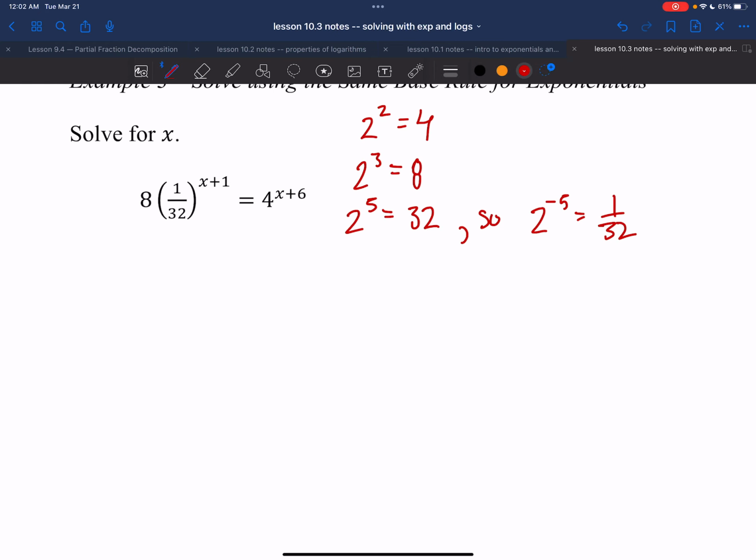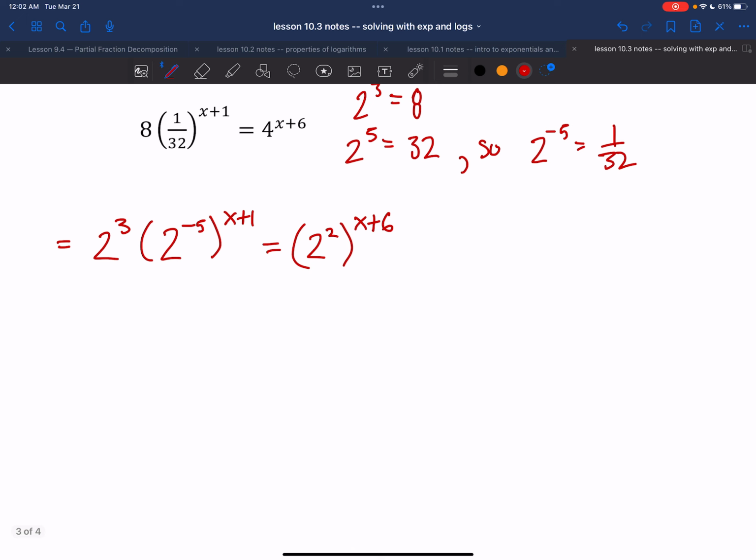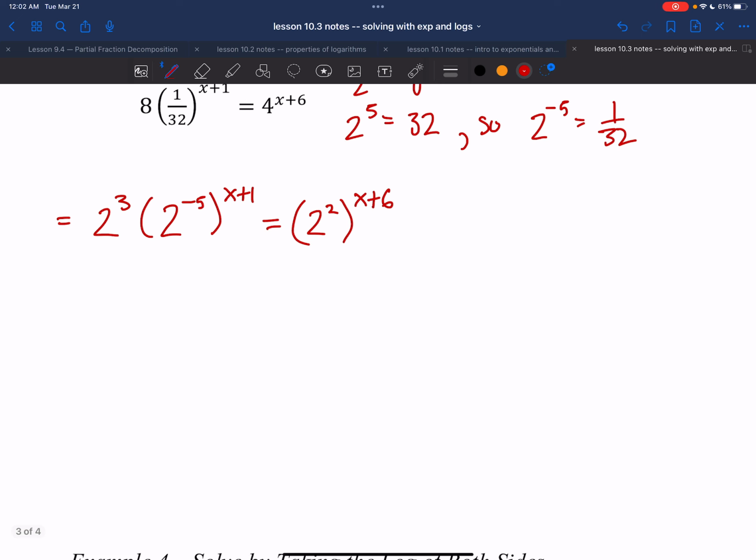So 8, that's 2 cubed. This is equal to 2 cubed times, I say 1 over 32, that's 2 to the power of negative 5. And this is raised to the x plus 1. And that equals 4, which is 2 squared, but that's being exponentiated by x plus 6, an exponent of x plus 6. Now you're going to use exponent rules.